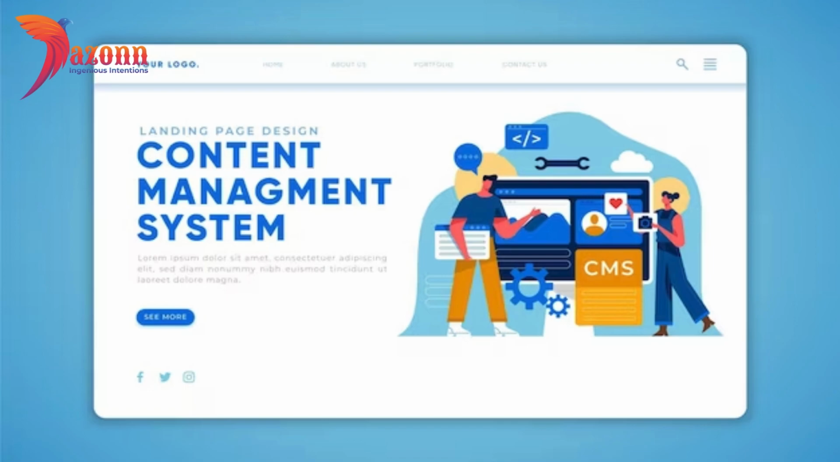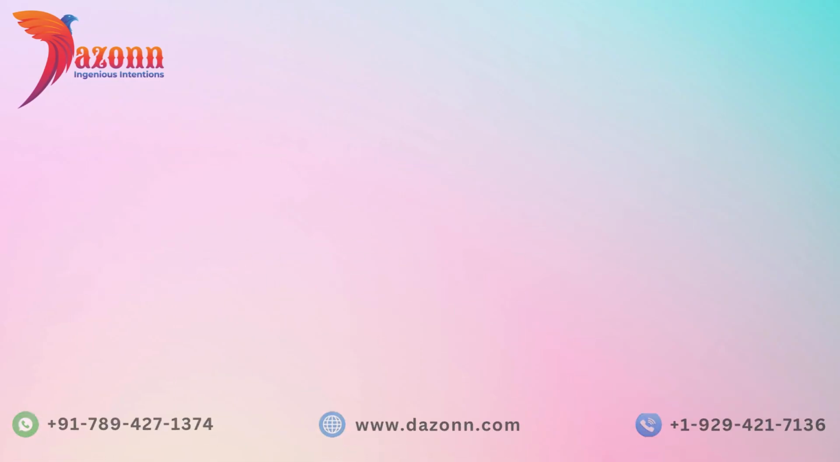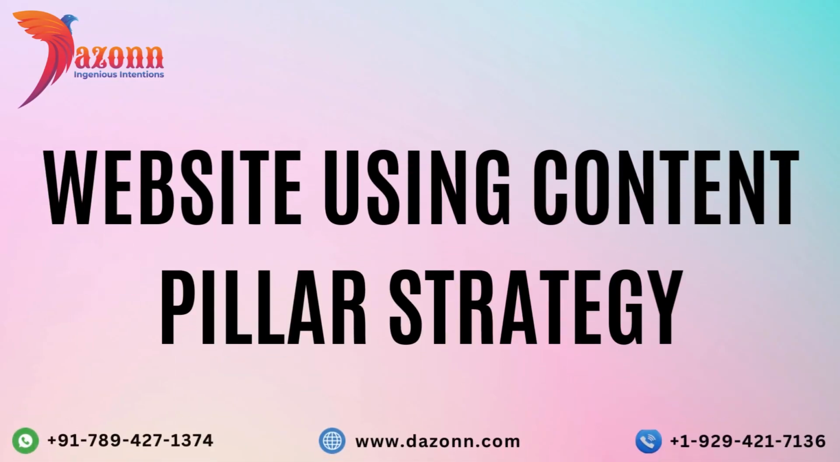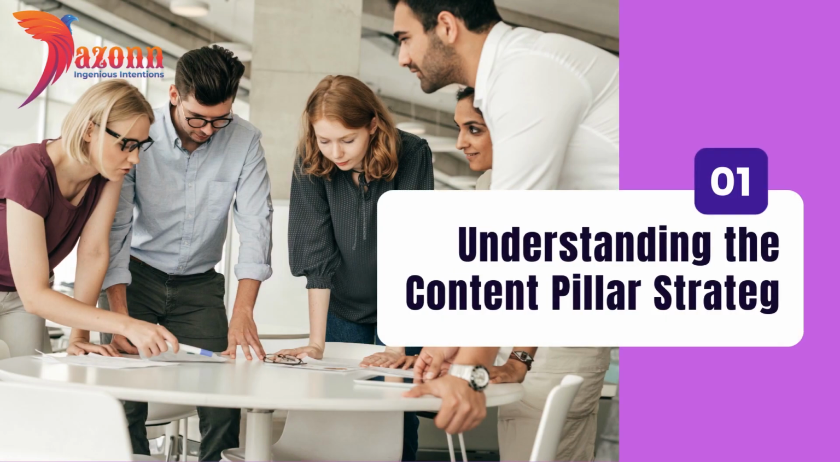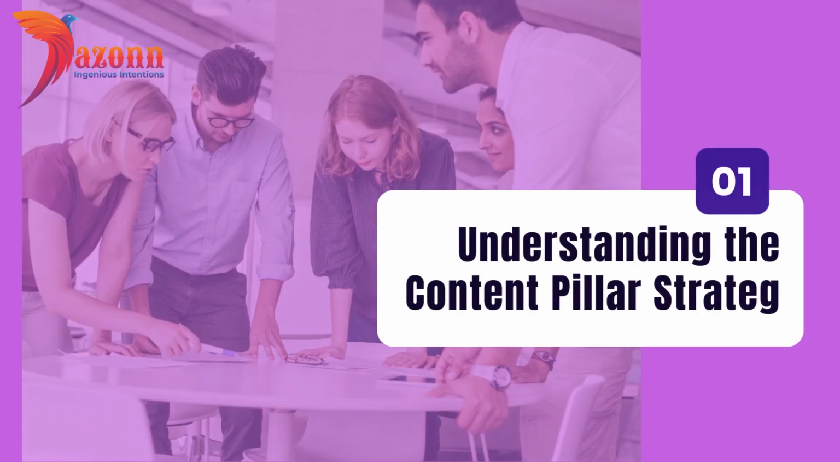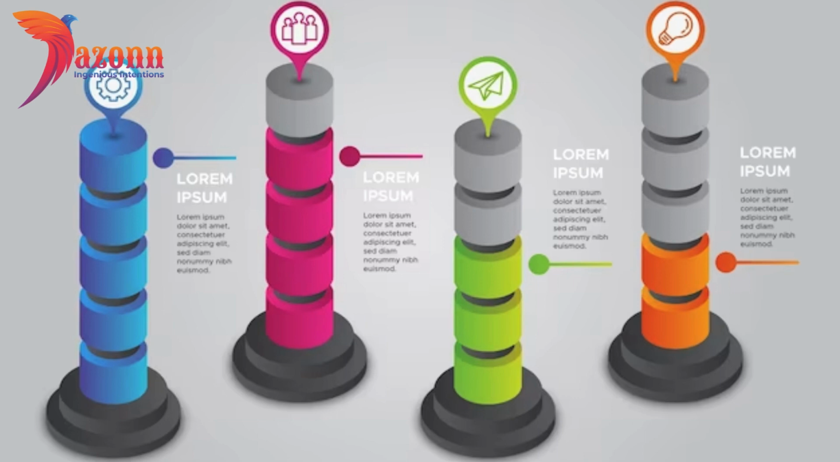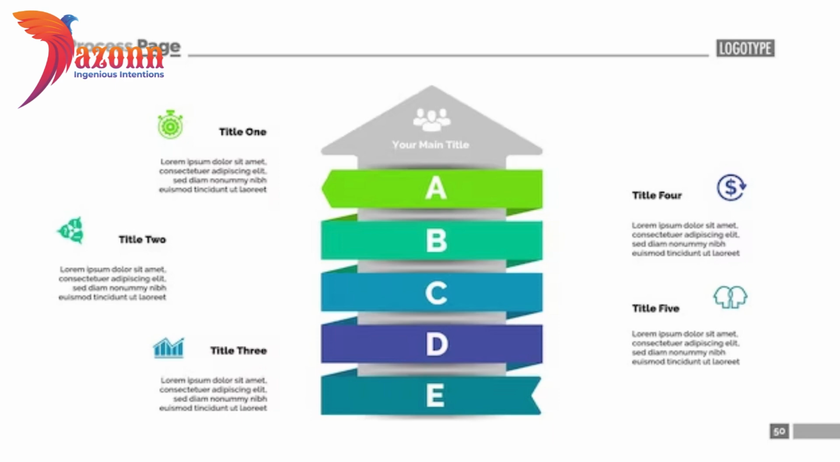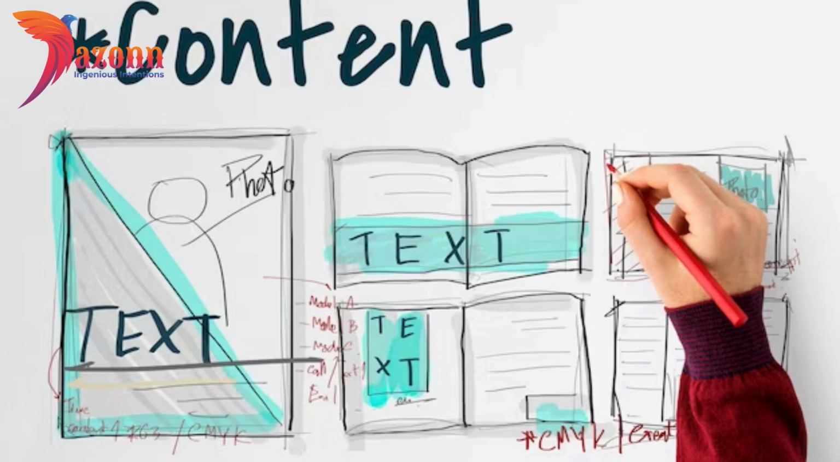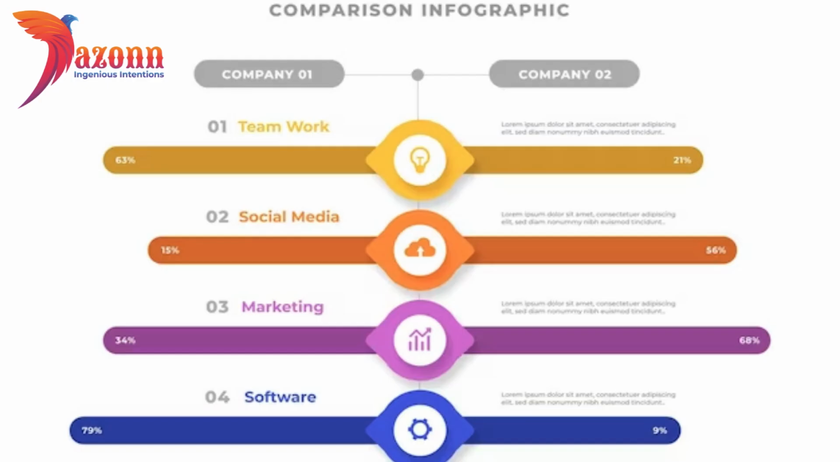Now, let's get started. How to increase traffic on website using content pillar strategy. Segment 1. Understanding the content pillar strategy. So, what exactly is the content pillar strategy? Imagine your website as a well-structured building. Each pillar represents a core topic, and the interconnected beams symbolize related subtopics. This strategic approach not only organizes your content but also makes it more search engine friendly. As a result, your website becomes a go-to resource in your industry, attracting organic traffic effortlessly.